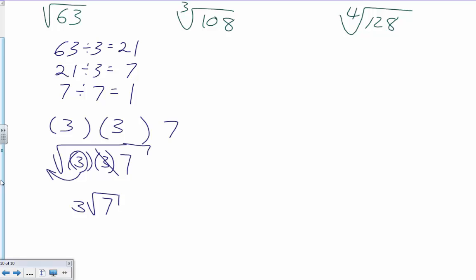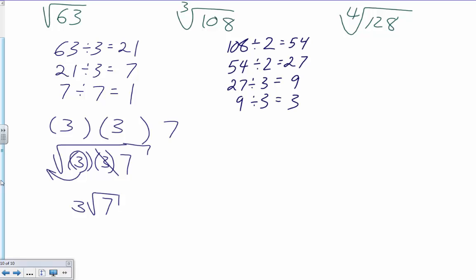We're going to try one a little bigger. We've got the third root of 108. So we take 108, we divide it by 2, and get 54. Divided by 2 equals 27. 27 divided by 3 equals 9. 9 divided by 3 equals 3. 3 divided by 3 equals 1. So here are my prime factors.